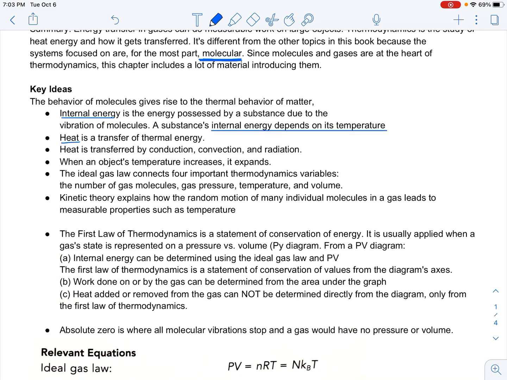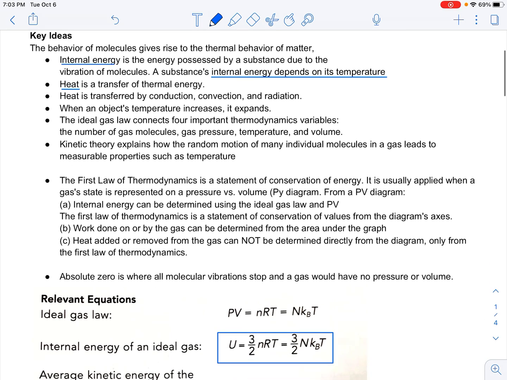Next, heat is the transfer of thermal energy. Heat is transferred by conduction, convection, and radiation. Conduction is touching. Convection is through a fluid, like warm air can transfer heat. And radiation is energy transferred through EM waves, like heat from the sun is radiation.